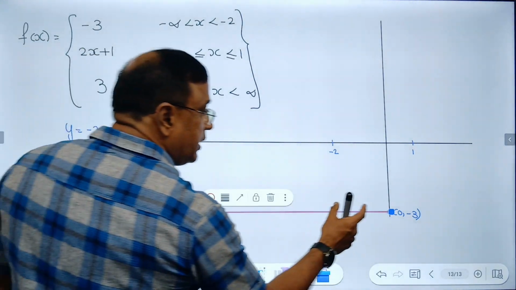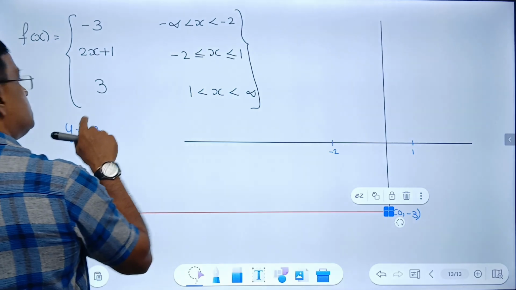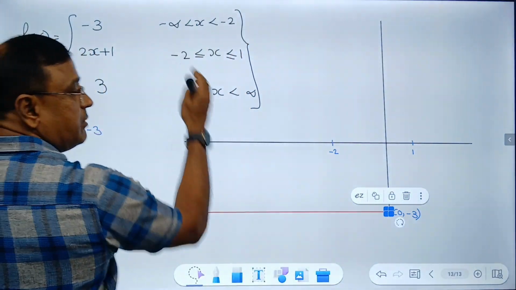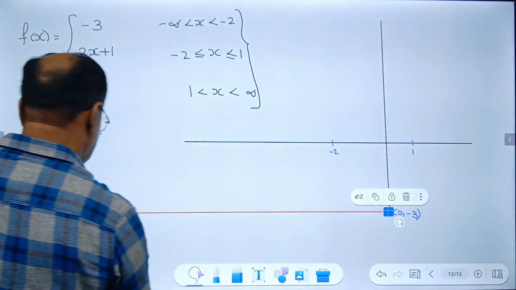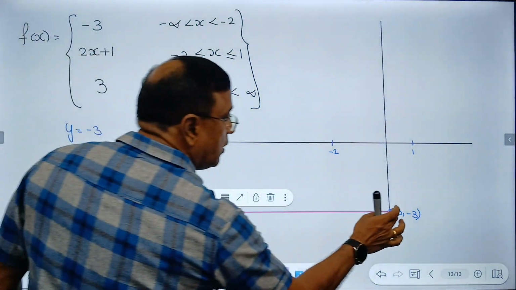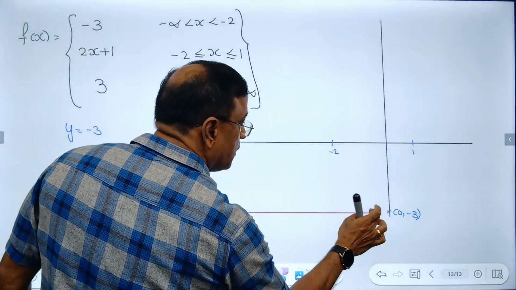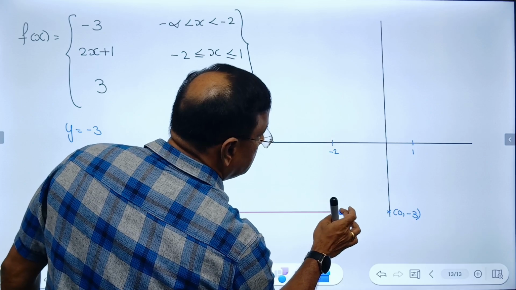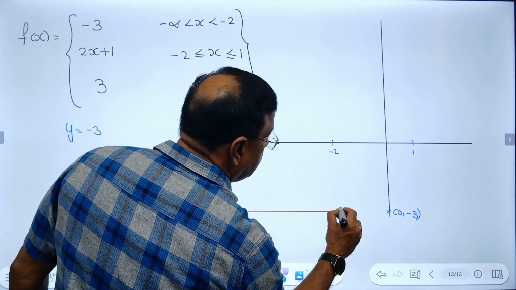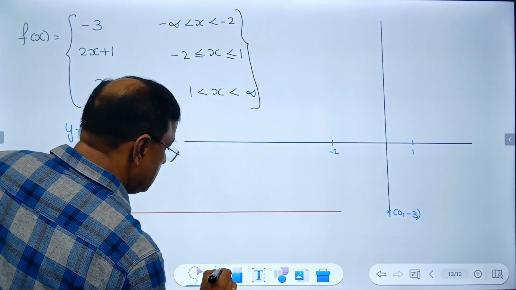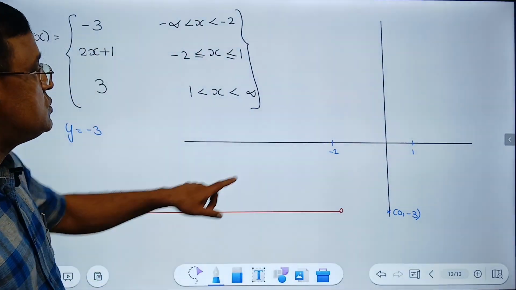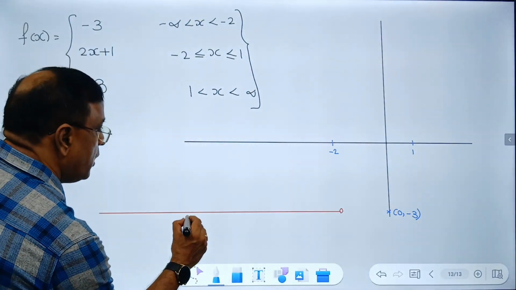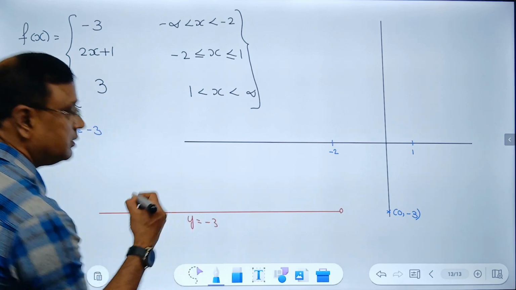Okay. It goes on, correct? But it cannot be here because it's very clear that x is less than minus 2. So what do you do? Just bring it to here. So it's less than minus 2, and put a small ring here. Why? Because it's given less than, right? So that minus 2 is not included. So this is y equal to minus 3.